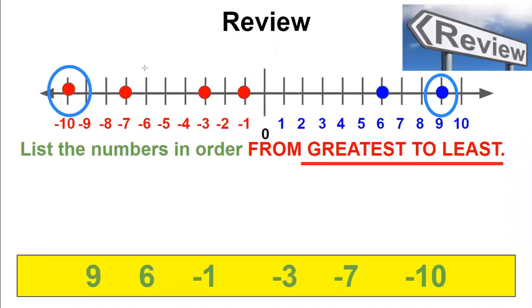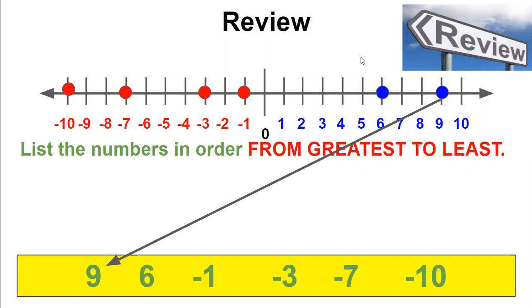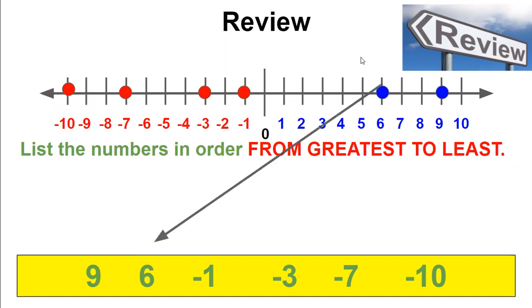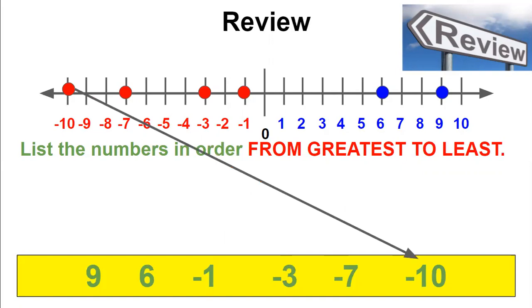Okay, there are your answers. Did you figure that out? 9 is first. Then 6, -1, -3, -7, -10. It just goes down the number line going left. There is 9. And which one is going to be next? 6, right? There's 6. Just remember this from last lesson. -1, -3, -7, and -10. Okay.